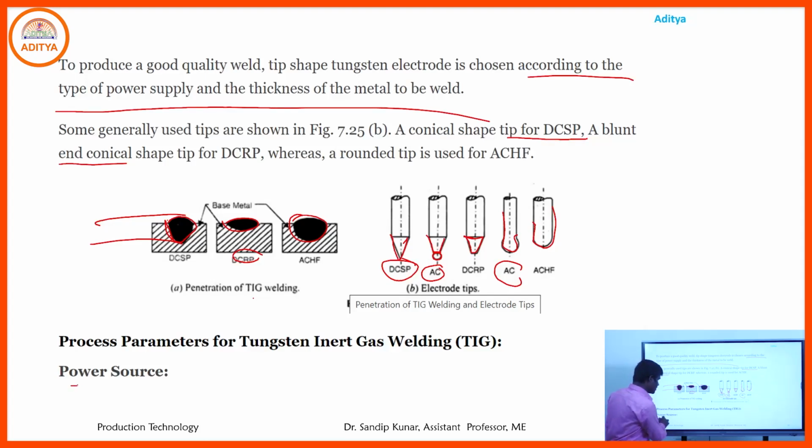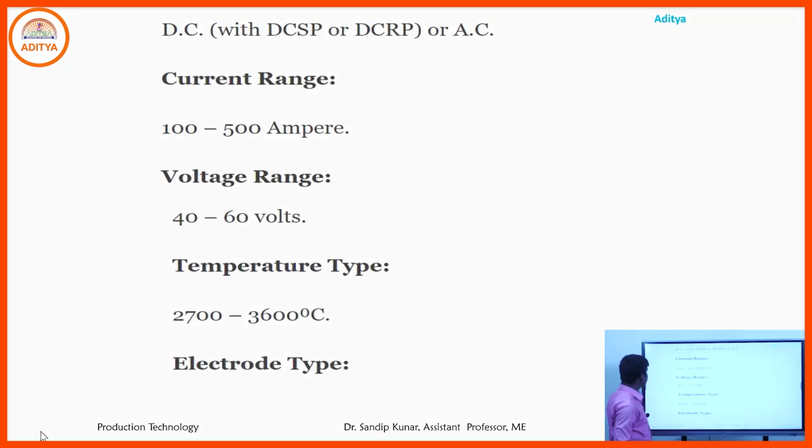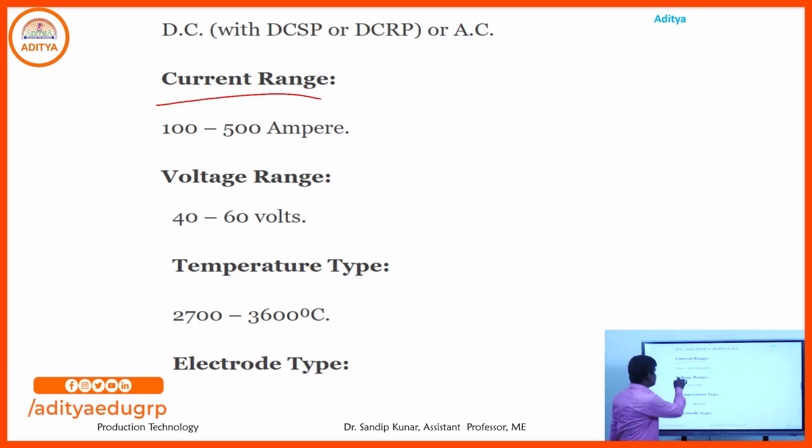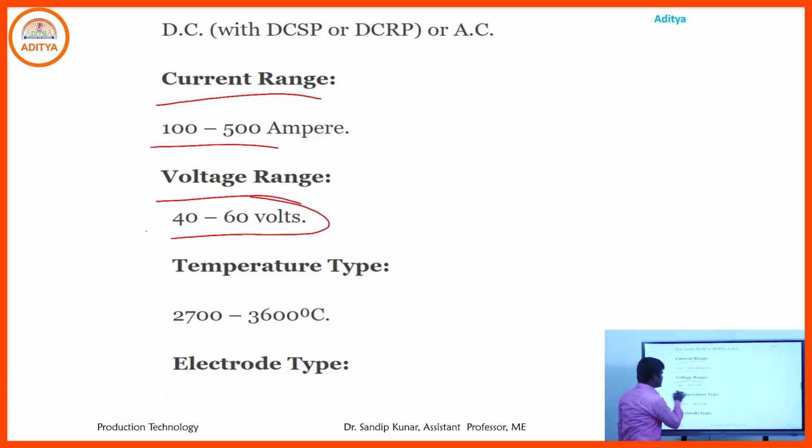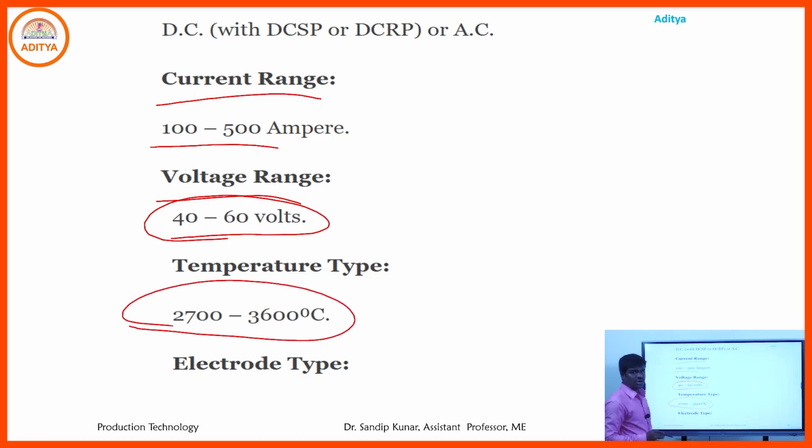Now, what are the process parameters in tungsten inert gas welding? First, the power source. We generally use direct current or alternating current, with a current range of about 100 to 500 amperes. The voltage range is 40 to 60 volts, and the temperature generally is 2700 to 3600 degrees centigrade, which is created during arc generation between the metal plate and the electrode.